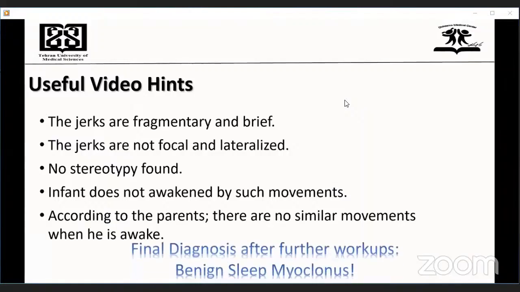Okay, on further diagnostic evaluation, we reached the diagnosis of benign sleep myoclonus because the EEG was quite normal, and the developmental and neurologic exams were also normal. So the final diagnosis after workup was benign sleep myoclonus.